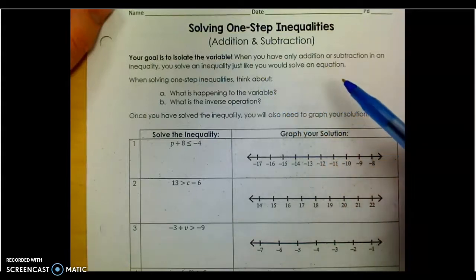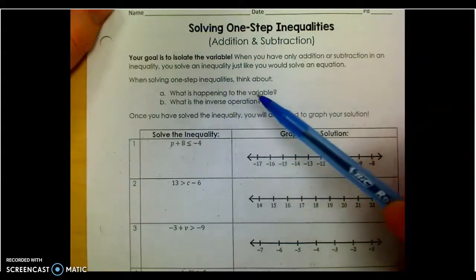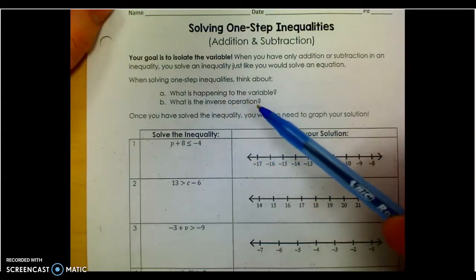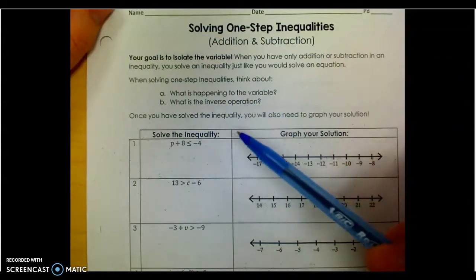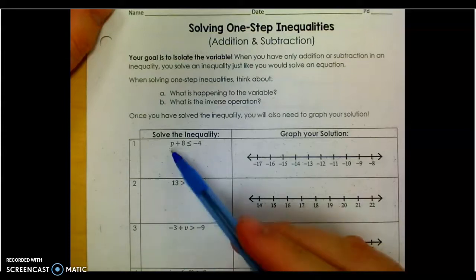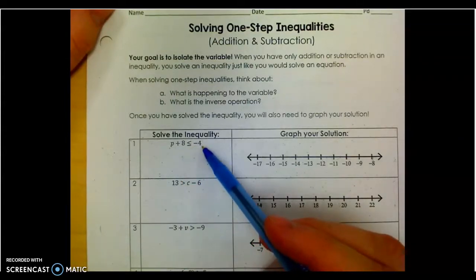When you only have addition or subtraction in the inequality, you solve the inequality just like you would an equation. When solving one-step inequalities, think about what is happening to the variable and what is the inverse operation. How do we undo it? Once you've solved the inequality, you will also need to graph your solution. So the first question we got is P plus 8 is less than or equal to negative 4.